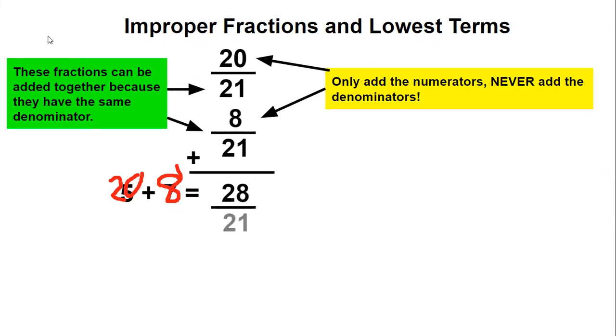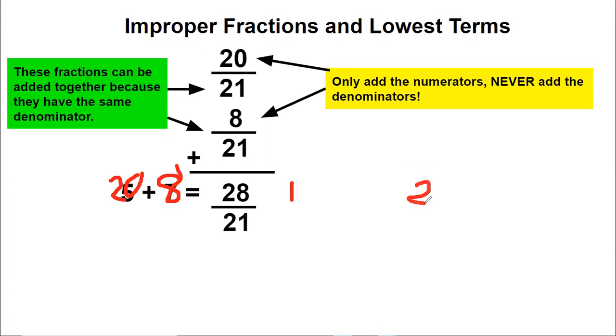What's the bottom number? Stays a 21. So 28/21. Can we reduce that? Is that reducible? Can you think of anything? Well, let's see if we can find the greatest common factor. Let's list all the factors of 28. We have 1 and 28. We have 2 and 14. Bet you didn't know that one off the top of your head, huh? And 3, nope, 4. Yeah, 4 times 7 is 28, right? Okay, there are the factors of 28.